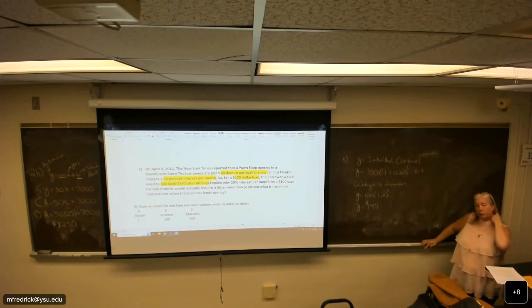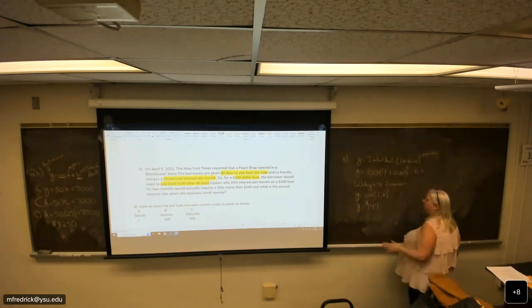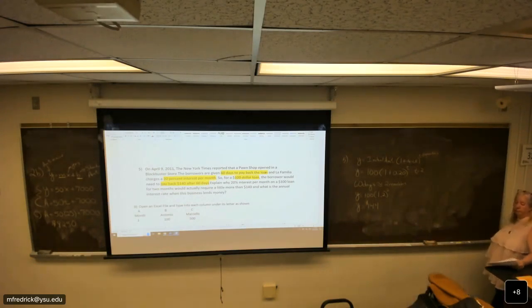Any questions on that? The amount they would owe is 144, not the interest. The interest was $44 instead of 40. So in 60 days, they would owe $144, not 140. And you do need to put sentences on this one.